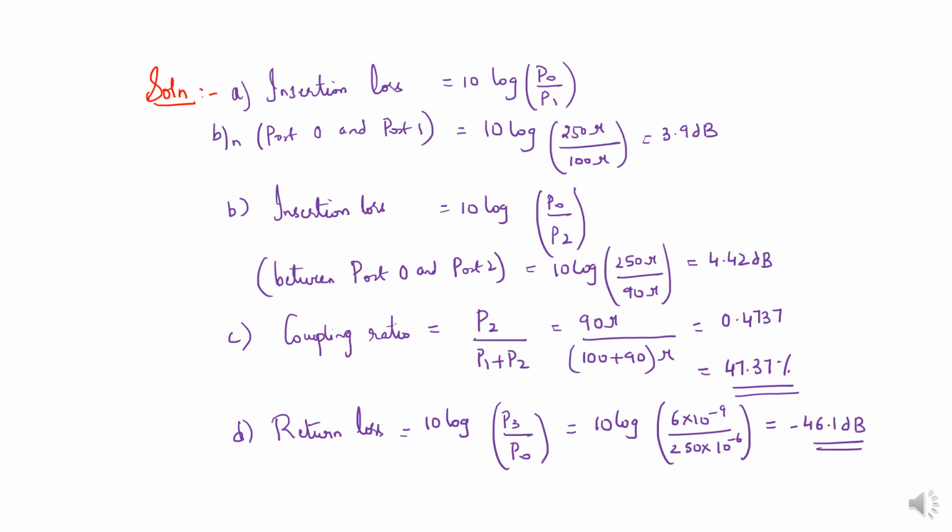Coupling ratio is given by P2 by (P1 plus P2), so we get 47.37%. Coupling ratio is nothing but the splitting ratio. Return loss is nothing but the crosstalk, so 10 log of P3 by P0. P3 is 6 nano, so 6 into 10 raised to minus 9 by P0, the input power. Taking 10 log of that ratio, we get minus 46.1 dB.